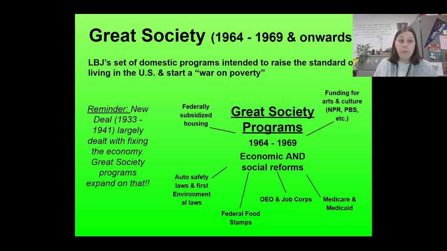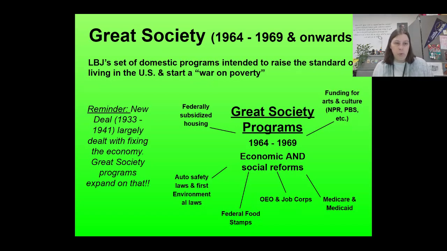We see the first environmental laws, the Clean Air and Clean Water Acts that limit emissions and dumping into waterways for the first time in American history. The beginning of the federal food stamps program, what's called SNAP today. The creation of the OEO, the Office of Economic Opportunity, that creates a Job Corps program to give job training, mostly focused on young men in urban or inner city neighborhoods. Funding for the arts through 2 big endowments, the National Endowment for the Arts and the National Endowment for the Humanities.